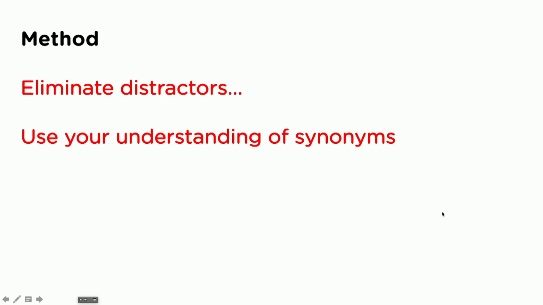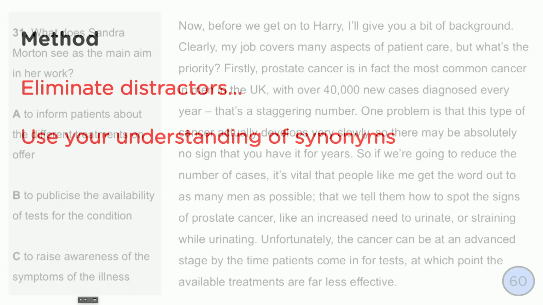And one of the things that you need to be able to do is eliminate incorrect answers, which is really critical. The second thing that you need to be aware of with this method is it's using different language in the audio and different language on the paper here. So you have to be aware of synonyms. So let's reflect upon how we did this. Let's talk about how to eliminate distractors and how to use your understanding of synonyms.